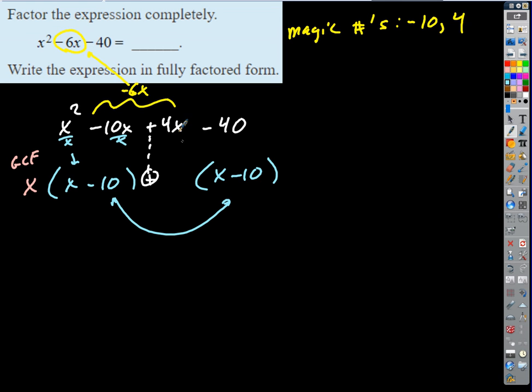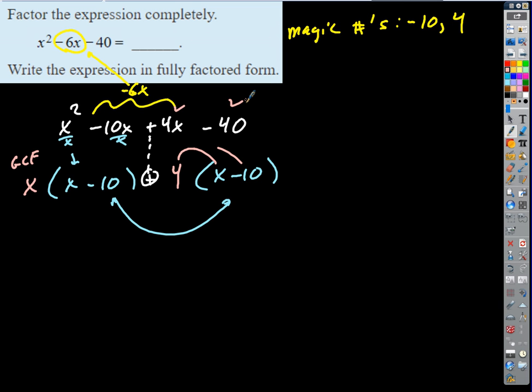Well, what times x is 4x? 4. So we're going to add 4 and see if it works, right? Well, if I distribute it, I get a 4x, that checks, and I get a negative 40, that checks. So it does work, right? So this thing does separate like we need it to, and we're going to factor by grouping.